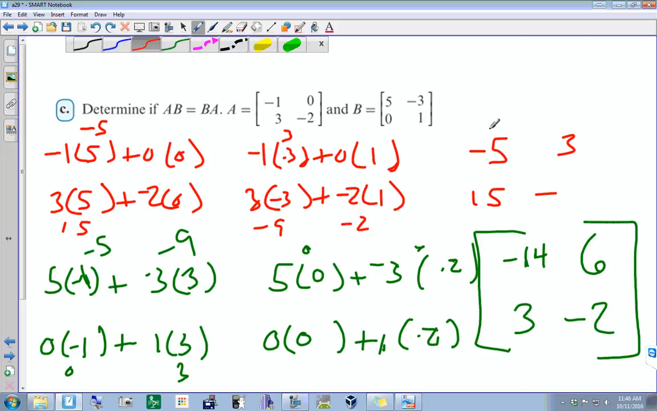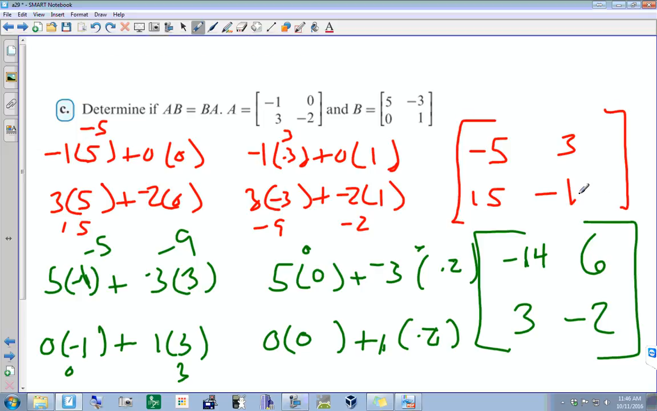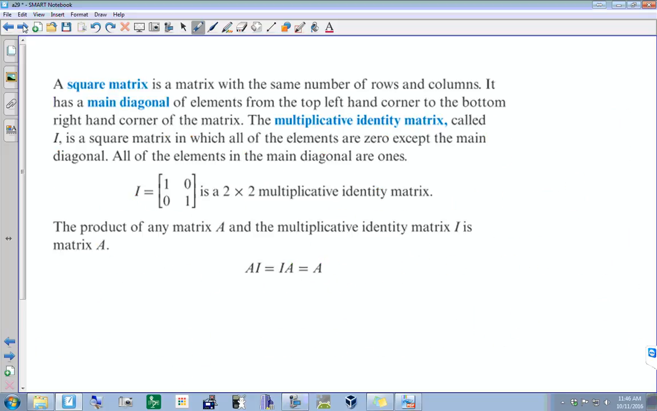So, are those matrices the same? No. The only way that that actually happens is if you have what's called the identity matrix. So, be careful about that. You switch the order and you will get something completely different.